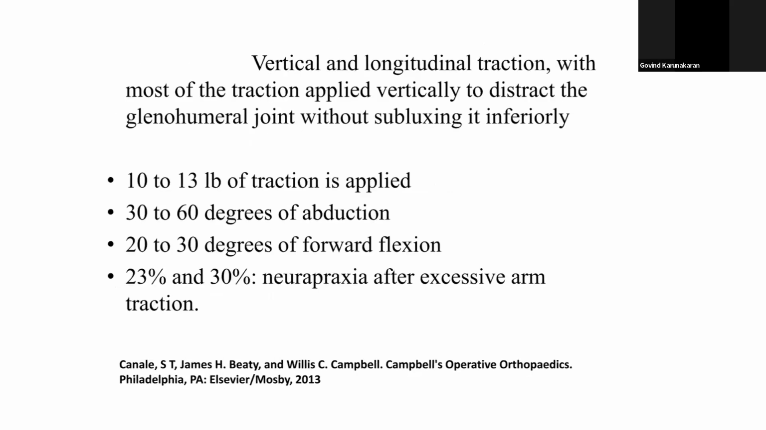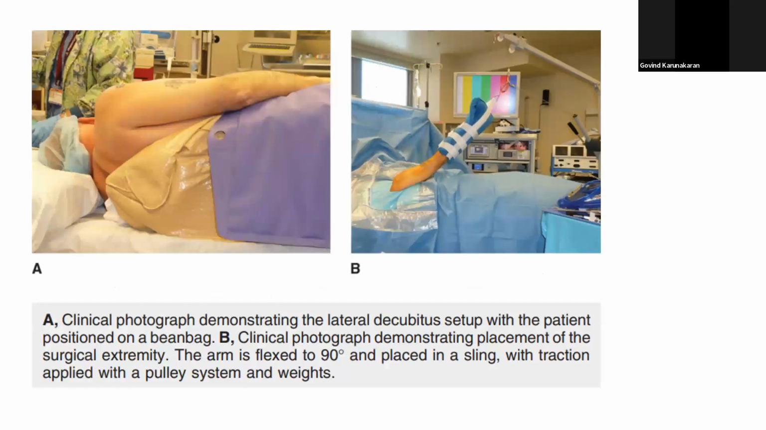And the vertical longitudinal traction is applied in most of the cases so that we distract the joint and the glenohumeral joint is well visualized without subluxing it inferiorly. Around 10 to 13 pounds of traction is applied usually with 30 to 60 degrees of abduction. Even up to 90 degrees of abduction can be given with 20 to 30 degrees of forward flexion. This is again a clinical photo demonstrating the lateral decubitus setup with the patient in a bean bag posteriorly, which is vacuum sealed, and the patient's arm has been connected to a traction unit.